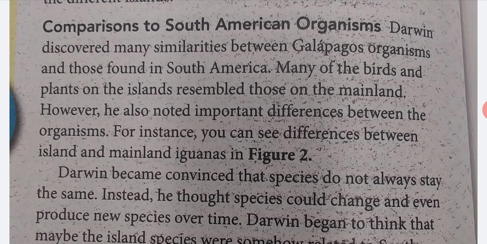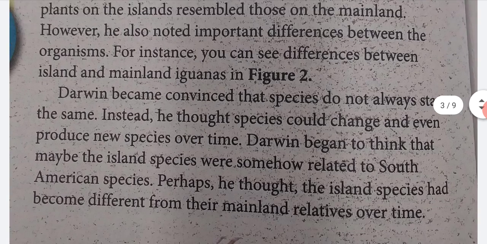Comparisons to South American organisms. Darwin discovered many similarities between Galapagos organisms and those found in South America. Many of the birds and plants on the islands resembled those on the mainland. However, he also noted important differences between the organisms. For example, you can see the differences between the island and mainland iguanas in Figure 2.